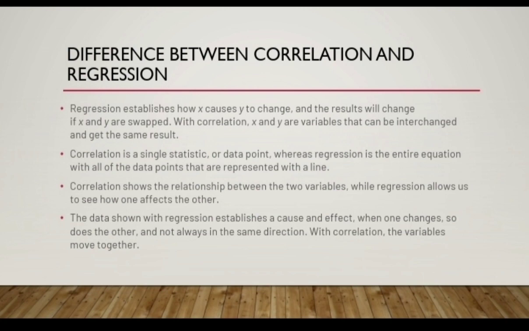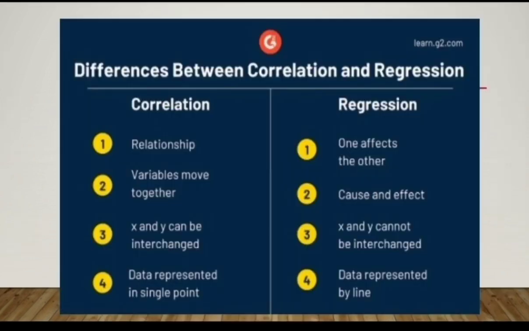The data shown with regression establishes a cause and effect. When one changes, so does the other, and not always in the same direction. With correlation, the variables move together.